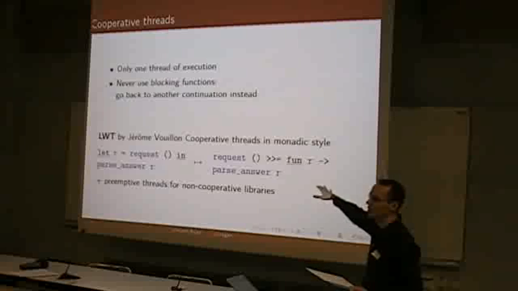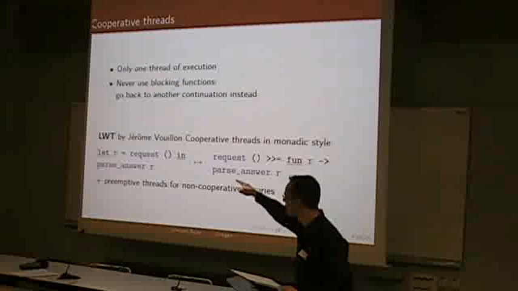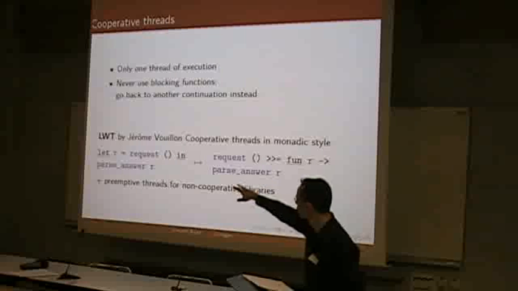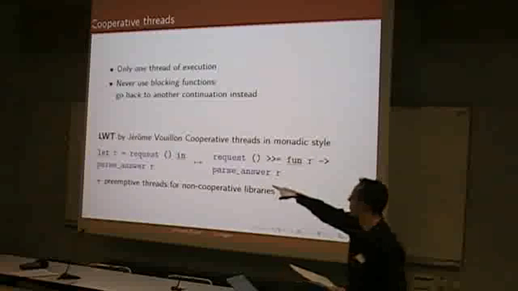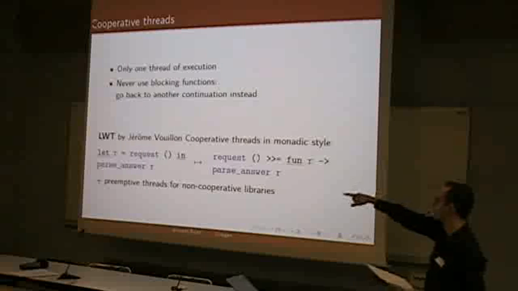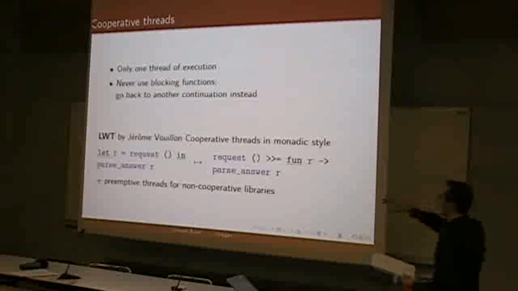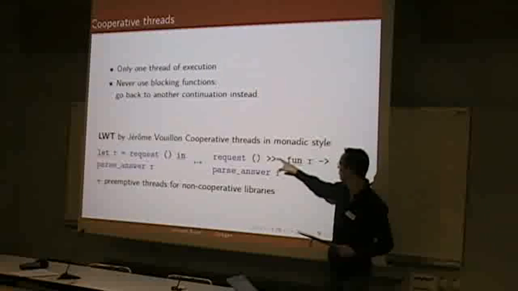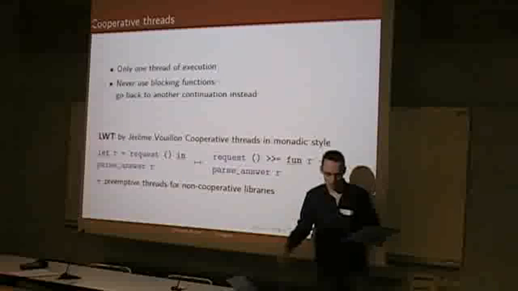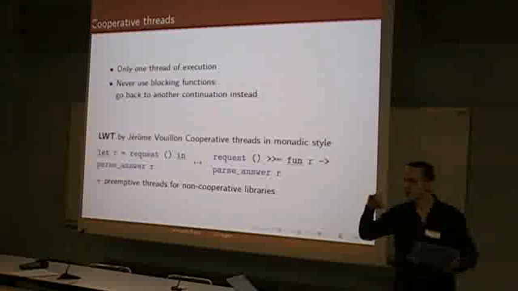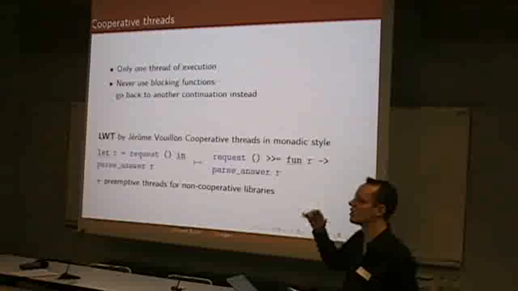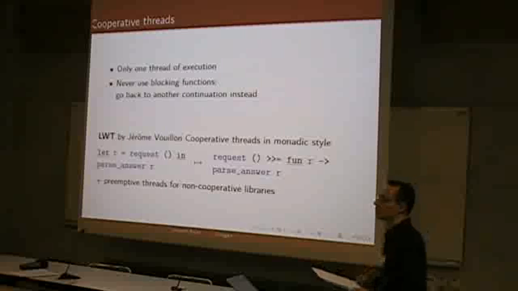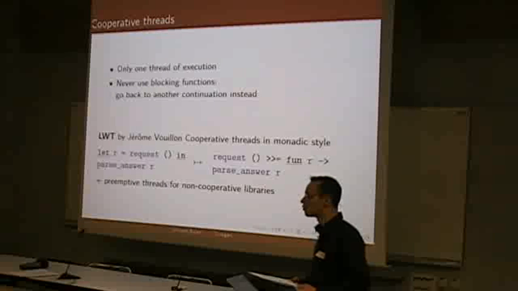Just one example: if I want to do a request, then use the result, I will write a cooperative version of the request. Instead of writing let r = request in, I will write the request function in cooperative style, then bind the result to the function that will parse the answer. So you are, in fact, describing a dependency relation between very elementary computations. And I think that's a really good way of programming.